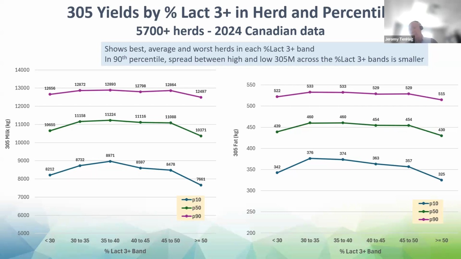The other point to raise about these two graphs is that for the top numbers, whether it's 305 milk or 305 fat, there's less variability. So I would say, maybe in all 6 categories, there are herds that are kind of outliers that can manage those numbers similarly, regardless of how many lactation 3 plus they have, because there's not a lot of drop off across all 6 categories on that purple line.